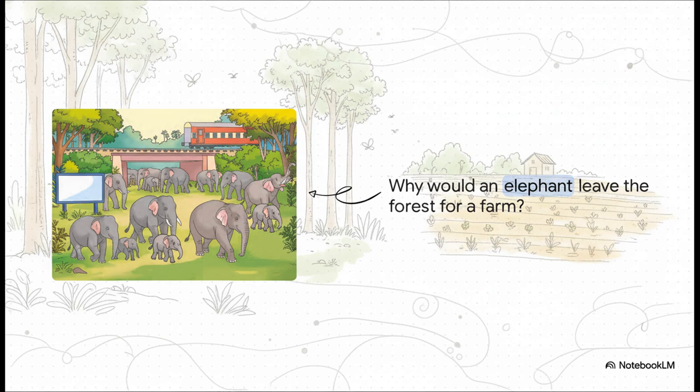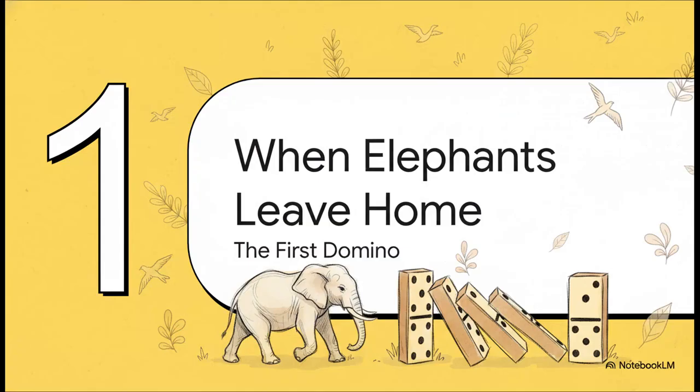Okay, let's start right here. We've got elephants. They're the definition of wild, right? But here they are walking through a farm. So the big question is, why? Why would an animal that belongs in the forest leave its home for a place like this? You can bet this isn't just a random decision.